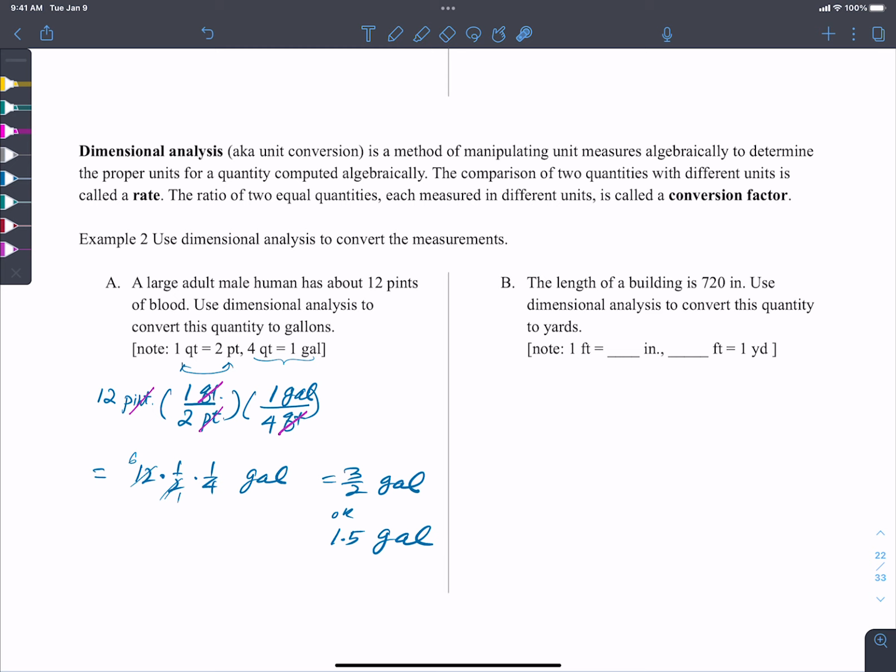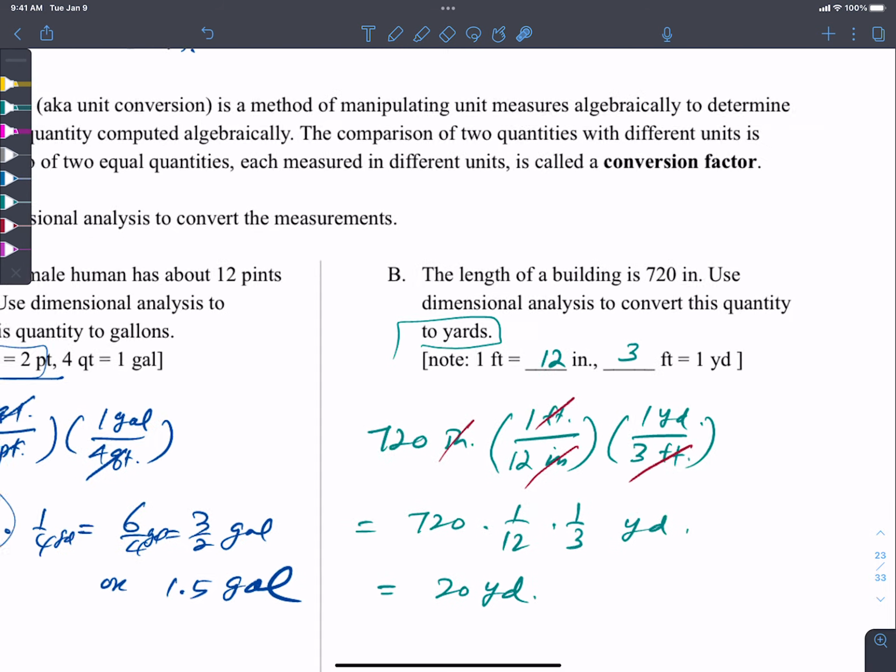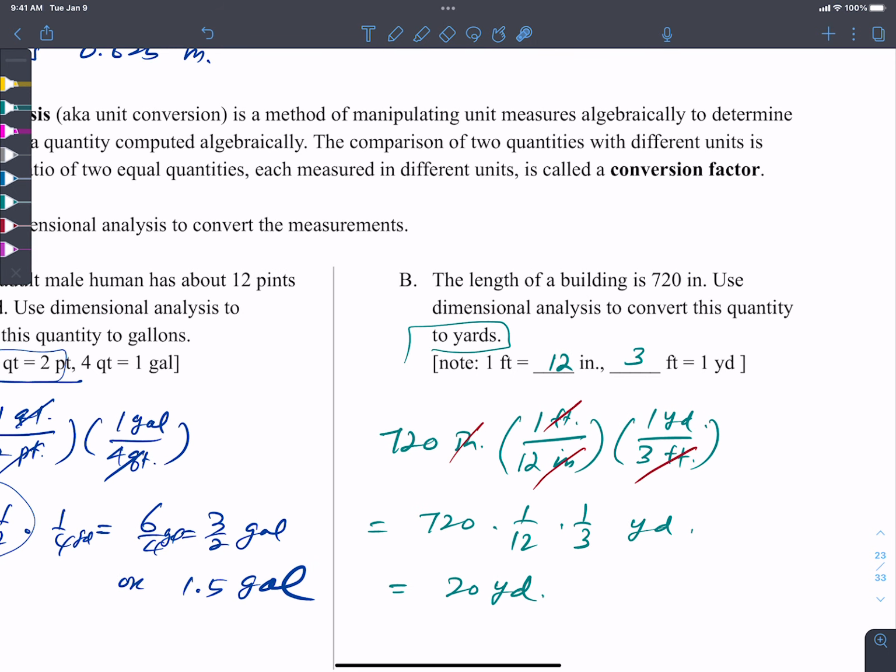All right, let's look at B. Okay. You know what? For this one, I'm going to just show you what I did in the class. That way, we'll go a little bit quicker, so the video is not too long. All right, the B is this. We want to convert 720 inches to yards, but I don't have a direct comparison from inches to yards. But I do know that 12 inches is equal to 1 foot. So we're going to use that as an intermediary conversion factor.